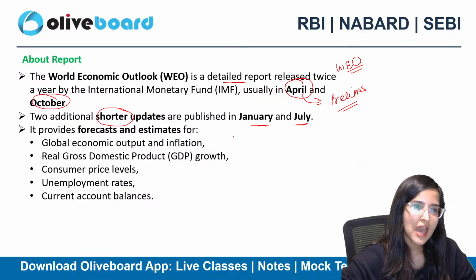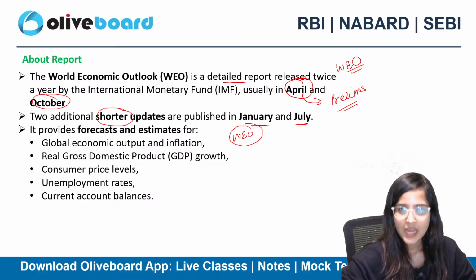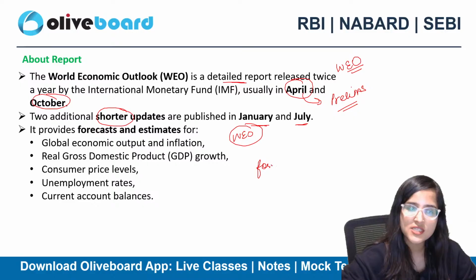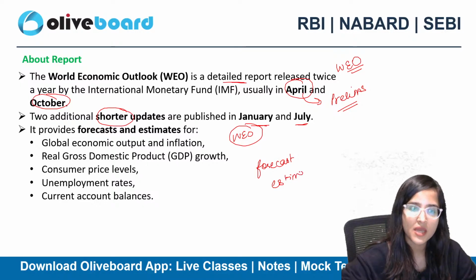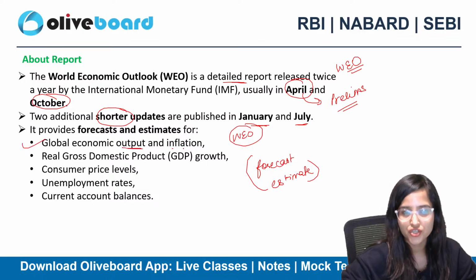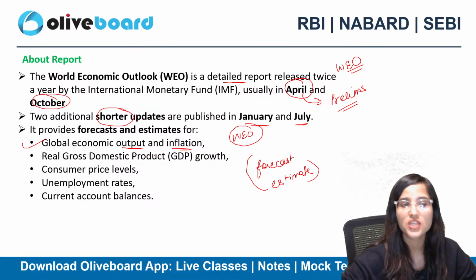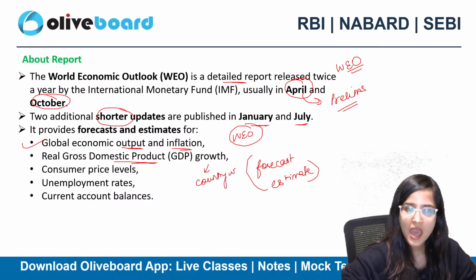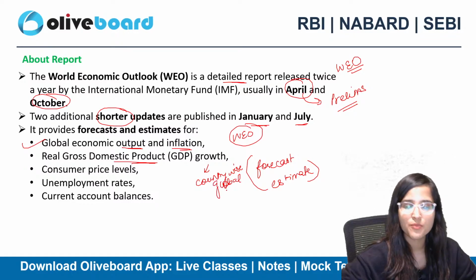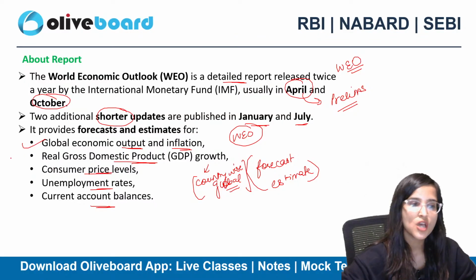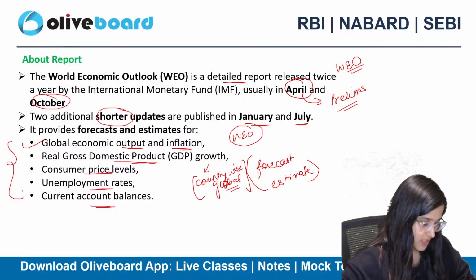Now we need to know that we have this World Economic Outlook report. It provides certain forecasts and estimates related to what? यह फोरकास्ट किस चीज के बारे में करता है, एस्टिमेट किस चीज के बारे में करता है, that is what they are saying over here. Global economic output and inflation. So what will global economic output be, what will inflation be, how will real GDP growth be, country-wise, region-wise also, and at the global level also, this report brings in important figures: consumer price levels, unemployment rates, current account balances. We get to know about all these things.